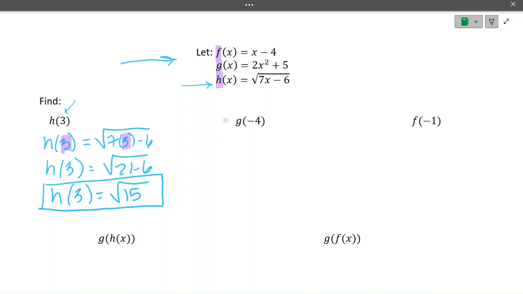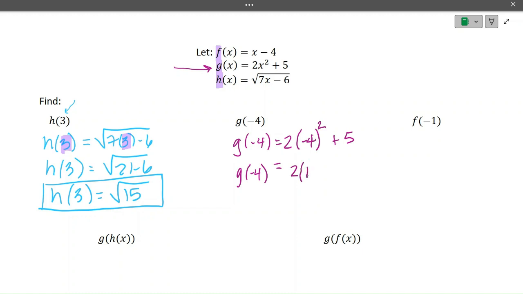I am looking for g of negative 4. So I need to look at function g, that's this one here, and everywhere I see x, I'm going to be plugging in negative 4. Trick on this one, you're plugging in a negative 4 into a value that's squared, so it's x squared. So that negative 4 has to go in parentheses. Negative 4 times negative 4, or negative 4 squared, is 16. So 2 times 16 is 32, plus 5, which is 37. Once again, we know that because we used function g, when we plugged in negative 4 into that function, we got out 37.